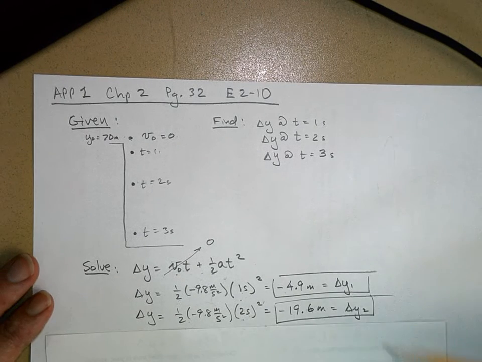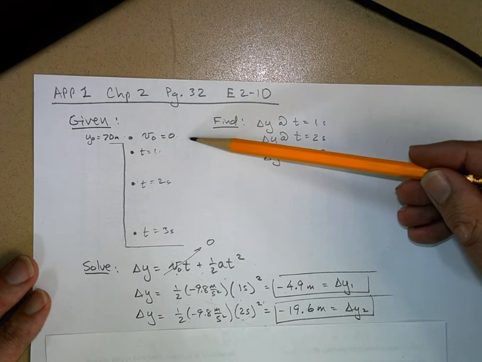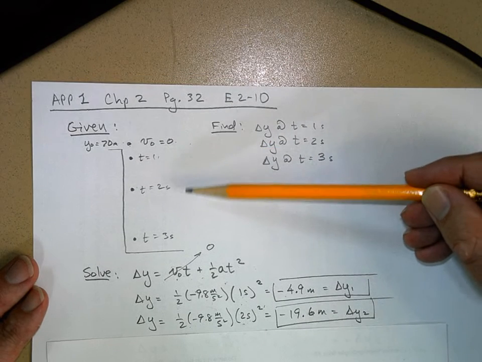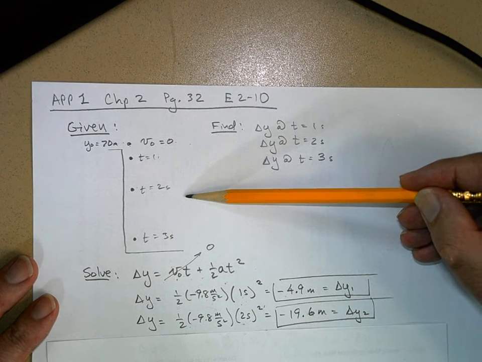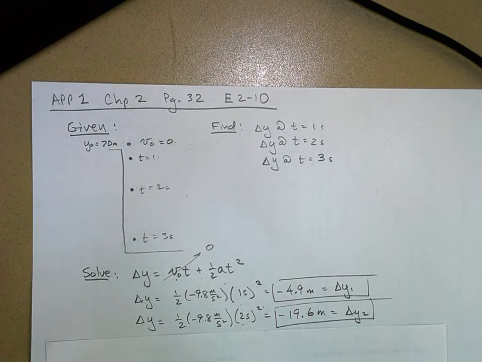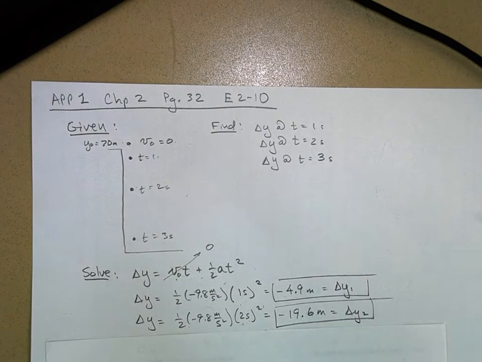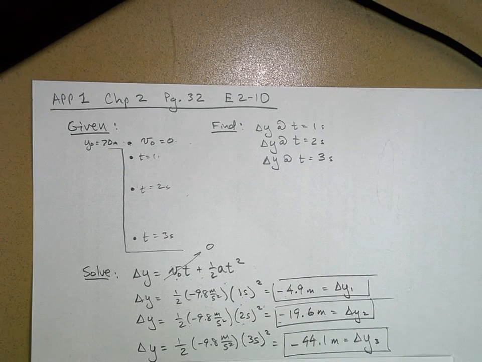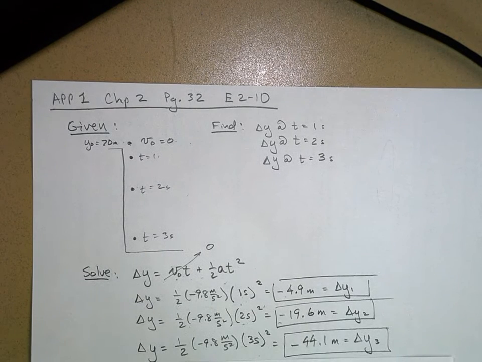And so that means that it's fallen 19.6 meters below where it started. Right? It's asking for how much it changed its position. It dropped, that's what the negative means, 19.6 meters. And then we just do the same thing at 3 seconds, and we drop 44 meters below where it started.